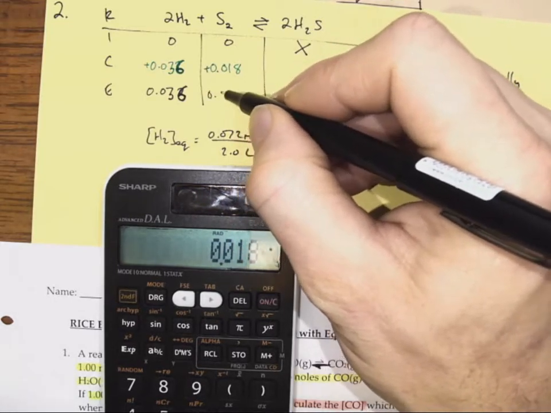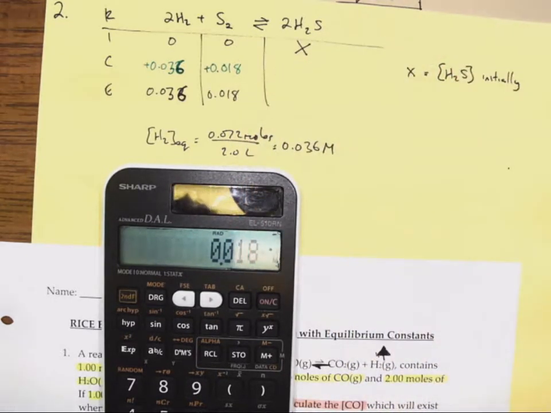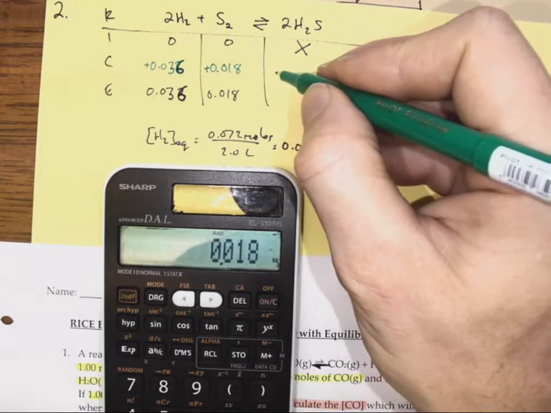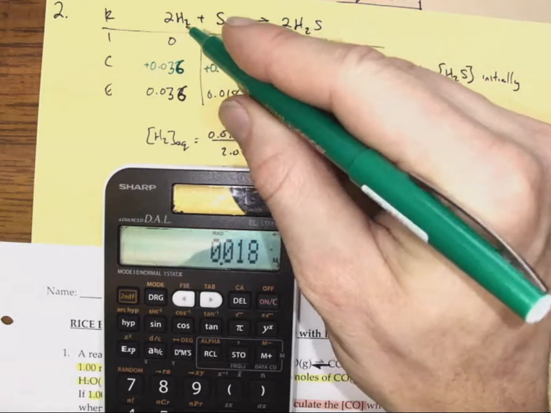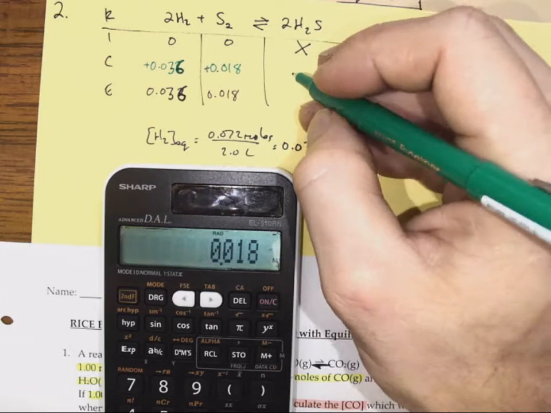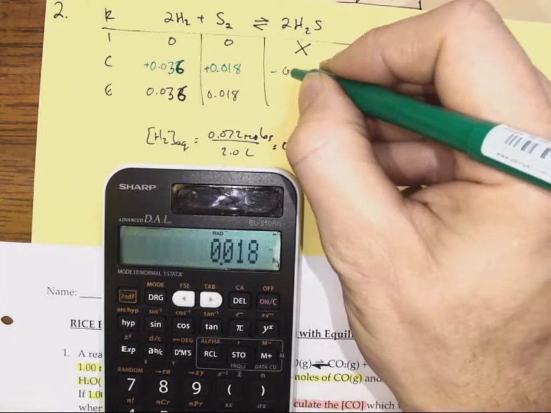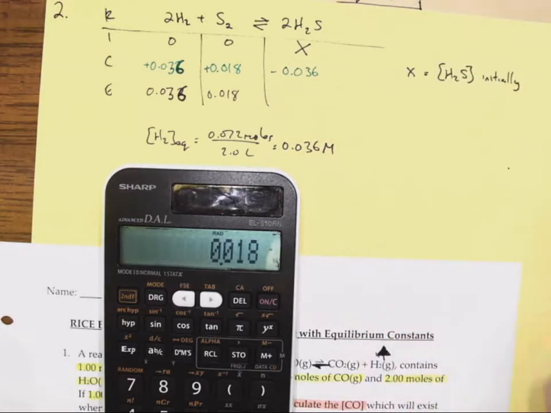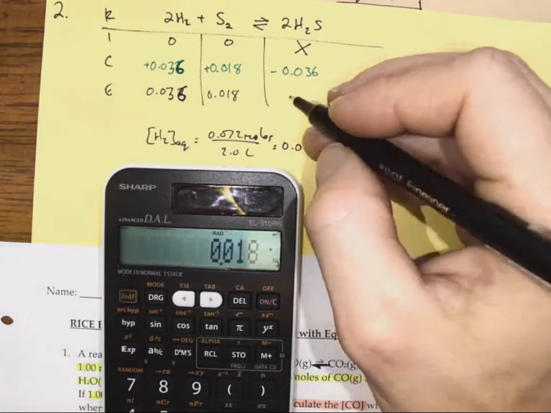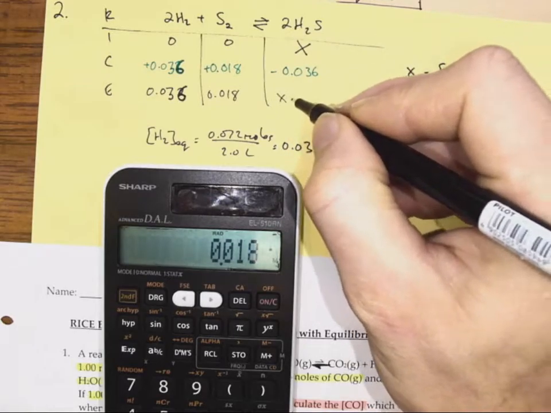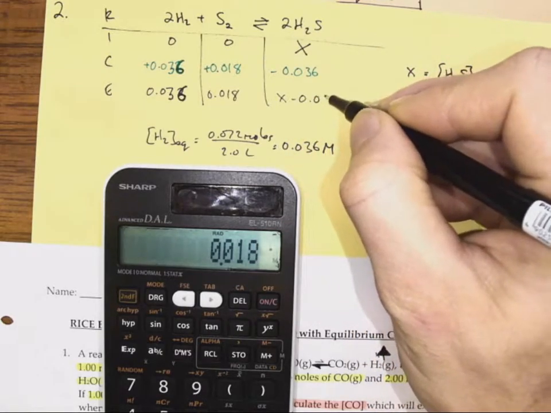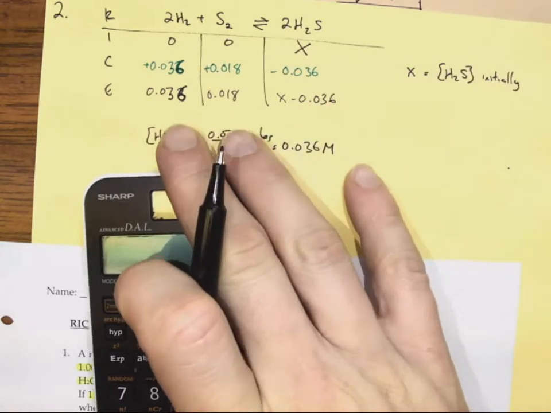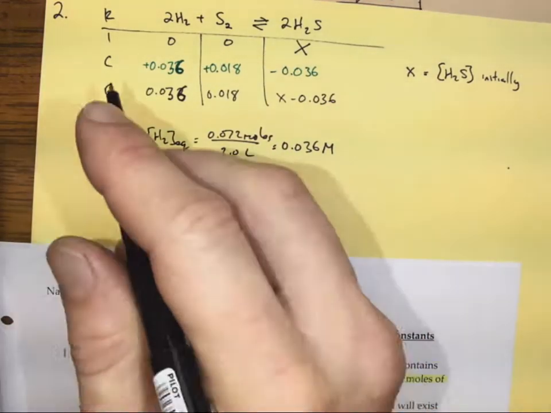That gives us a total value, 0.018. And then I can ask how many moles did I lose? Well, this is a 2-to-2 ratio of hydrogen to hydrogen sulfide. So that means I can subtract 0.036 moles for every liter. All right, so the equilibrium concentration is going to be x take away 0.036. All right. Our rice table is finished.